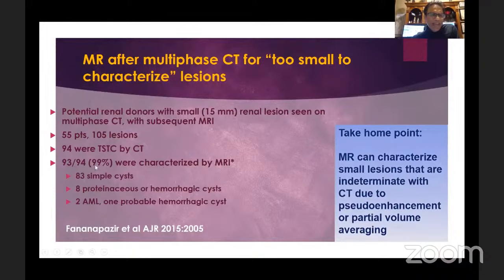When they did MRI, in 99% of the lesions, MRI was diagnostic and no further imaging was necessary, out of which 83 were simple cysts, 8 were proteinaceous or hemorrhagic cysts, and 2 were AML. So the take-home point is MR can characterize small lesions that are indeterminate with CT due to pseudo-enhancement or partial volume artifact.